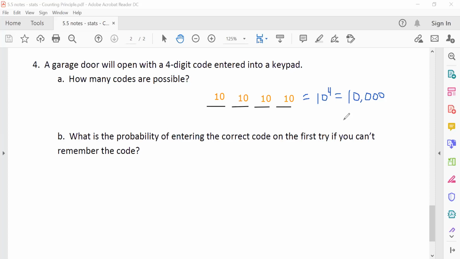What is the probability of entering the correct code on the first try if you can't remember it? So in other words, you randomly pick a code and try it out. Well, there's 10,000 possibilities. You're only going to get 1 crack at it. So you have a 1 in 10,000 chance. Pretty minuscule, pretty tiny chance that you're going to correctly guess it on the first try.